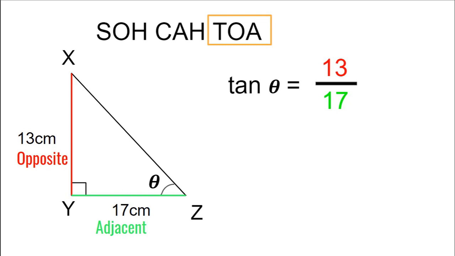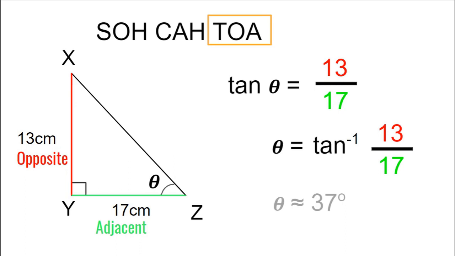Now to cancel tan on one side, we do inverse. So theta equals tan inverse of 13 over 17. After this, we simply put it in our calculators, and theta should equal approximately 37 degrees. And as you can see, it's really easy. You can figure out the angles and side lengths using SOHCAHTOA. But I will once again reinforce that this only works with 90-degree triangles. So only do this with 90-degree triangles.